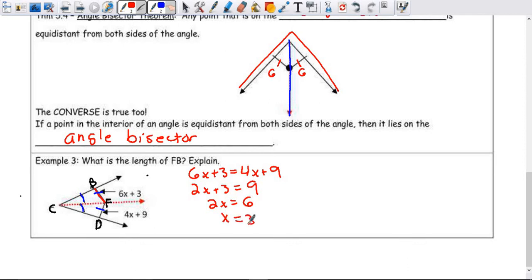Again, don't get this wrong because you forget to plug it back in, which is what we're seeing on a lot of our tests. So we need to make sure that we plug it back in for FB, which is 6x plus 3. So we take 6, take the x out, put 3 in, and then add 3 to it. So 6 times 3 plus 3 would equal 21. So the length of FB would equal 21.